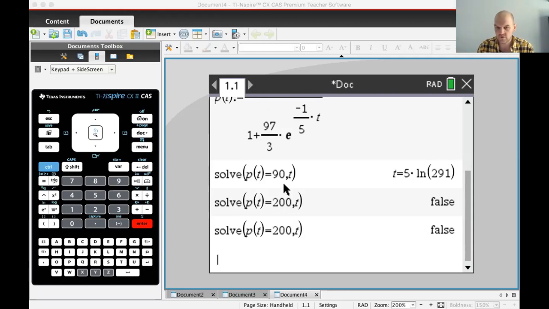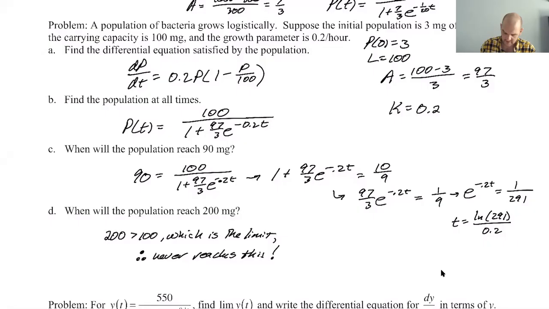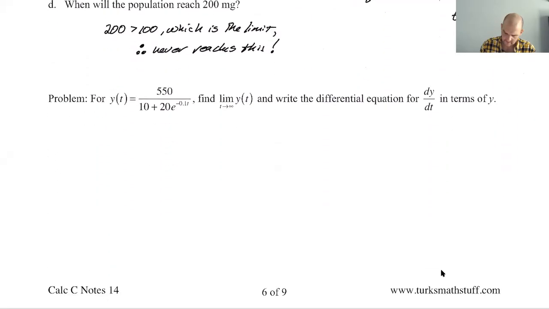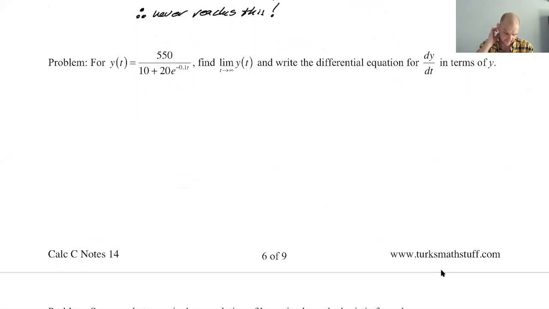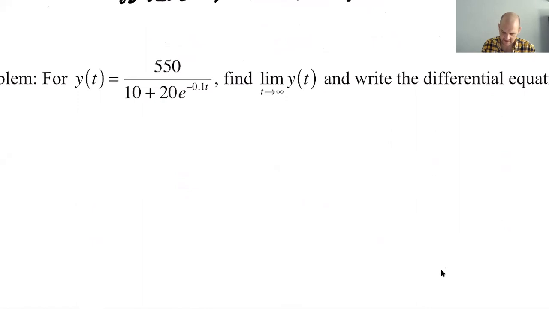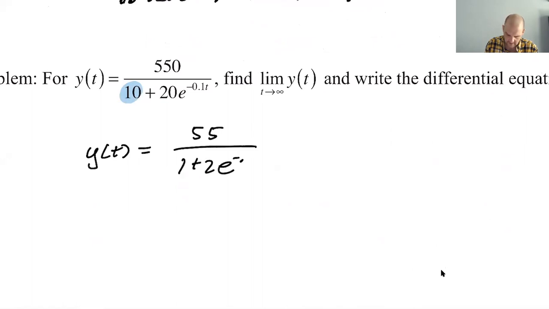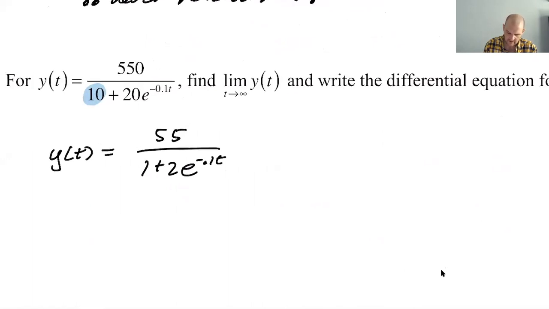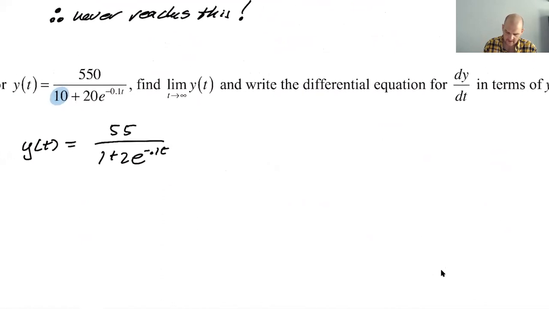All right, let's try one more, and then we're done with this page. The issue, as with many things in math, is the number 1. This is not the number 1, so this is not written the way we want it to be, but we can rewrite it. So y of t is divide everything you see by 10: 55 over 1 plus 2e to the negative 0.1t. All right, now we're good to go.